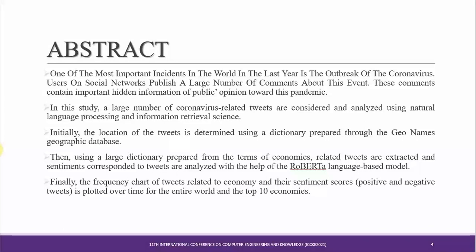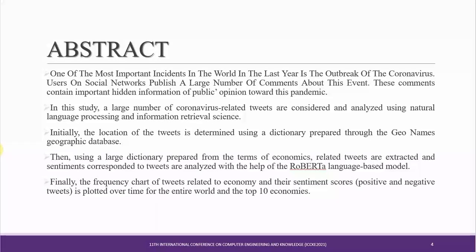Initially, the location of the tweets is determined using a dictionary prepared through the GeoNames geographic database, which contains detailed and complete information of places such as city names, streets, and postal codes. Then, using a large dictionary prepared from the terms of economies, related tweets are extracted and sentiments corresponding to tweets are analyzed with the help of the RoBERTa language-based model, which has high accuracy and good performance.